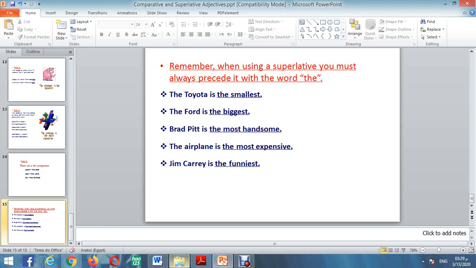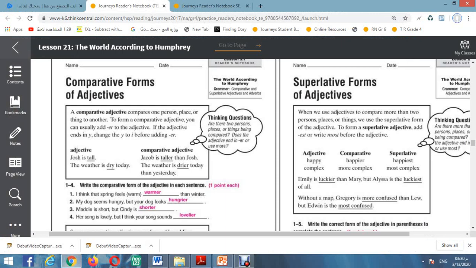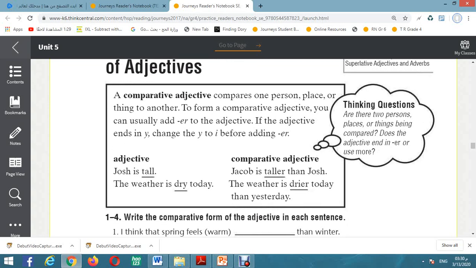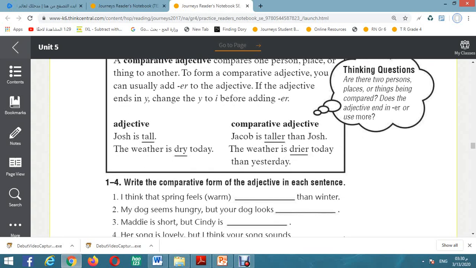Now let's answer in our book, the reader's notebook. All of you, I want you to be ready. Open reader's notebook, page 283. Now all of you can pause the video and open your book, be ready, look at your book and pay attention to me, and let's answer. Very easy, we explained all of this in detail.